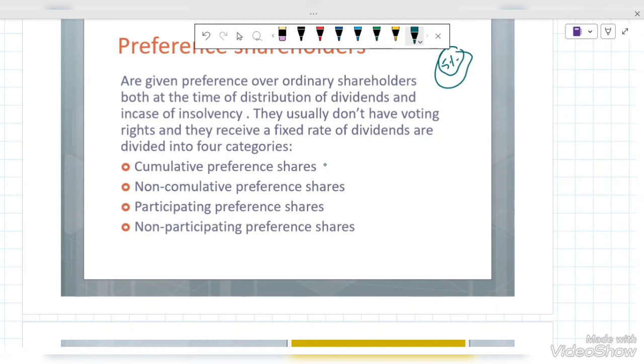So the number one is cumulative preference shares, non-cumulative, participating in preference shareholders. So it is not the content of your syllabus basically. There are other two categories of the preference shareholder, which is redeemable preference shareholders and non-redeemable. So we will discuss about this later. First of all, we are going to discuss about the cumulative preference shares and non-cumulative preference shares.